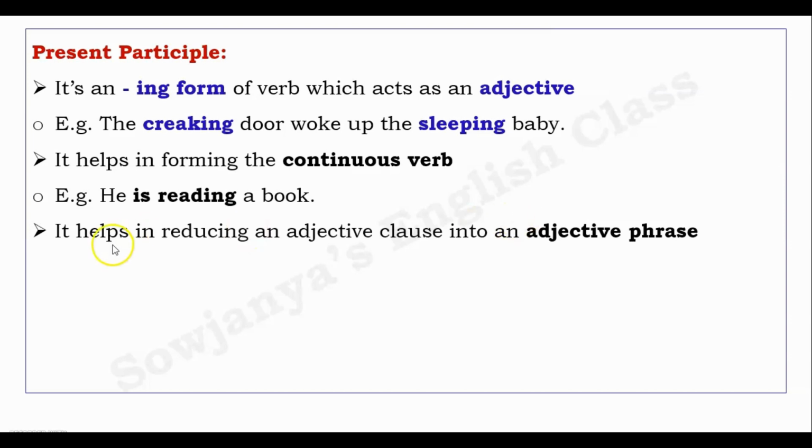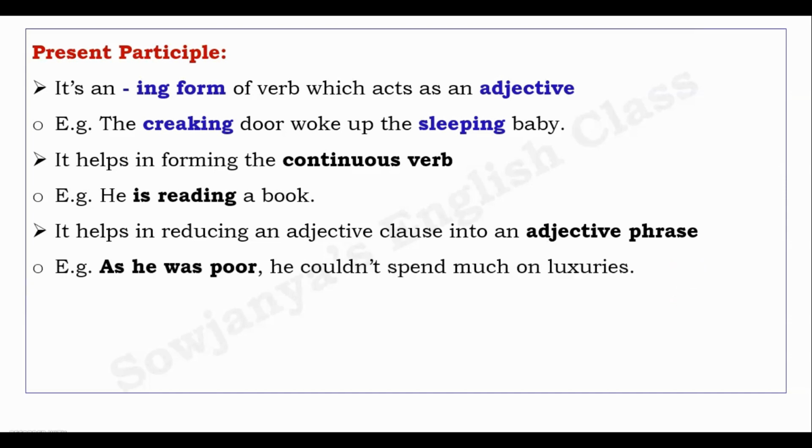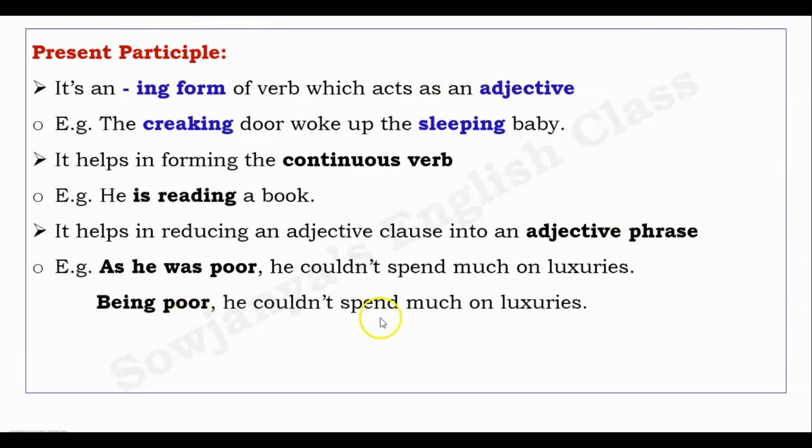It helps in reducing an adjective clause into an adjective phrase. We have seen these reductions in our video, reduced adjective clause. So it helps in that reduction, like, as he was poor, he couldn't spend much on luxuries. As he was poor is our adjective clause in this sentence. It can be reduced to an adjective phrase with the help of present participle. Let us see how. Being poor, he couldn't spend much on luxuries. So this subject and this be verb was are omitted, and this as is omitted.